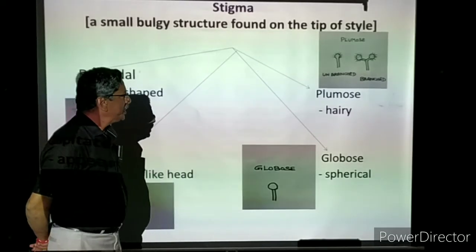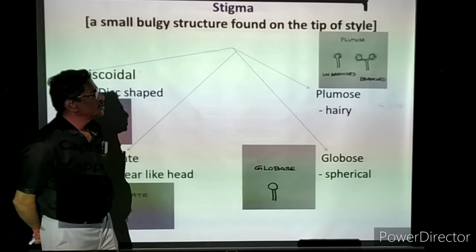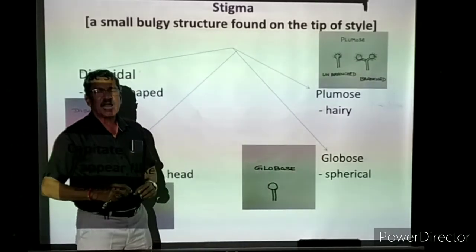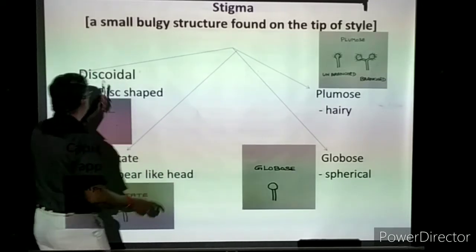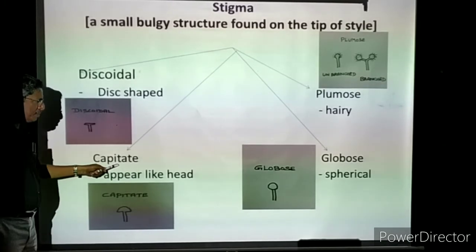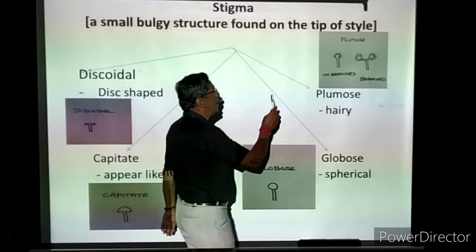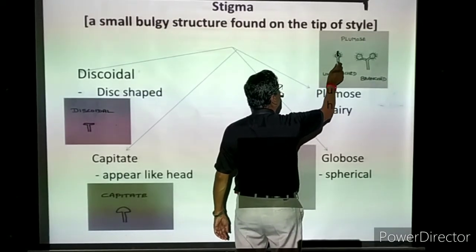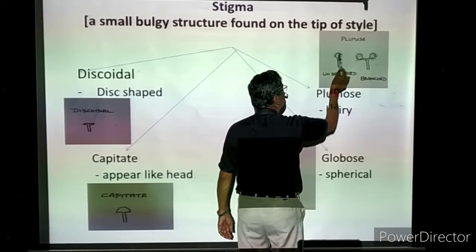Then the fourth type of stigma is plumose. Actually the spelling is p-l-u, but we have to pronounce it as plumose. Now plumose means hairy. The stigma is having a hair-like outer surface. It can be discoidal, or capitate, or globose, the shape can be anything. But around the tip of the stigma, a number of hair-like structures will be present. Now see that? It is one spherical stigma, and a number of hair-like structures will be present.